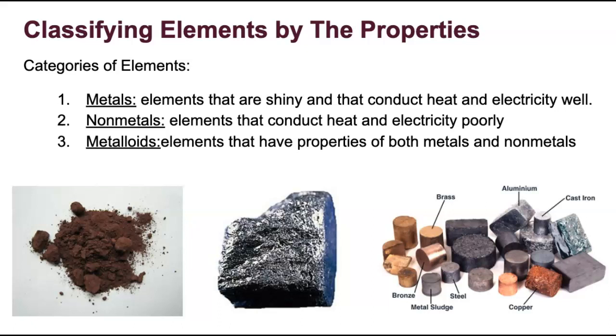Nonmetals are elements that conduct heat and electricity poorly. So they are like the anti-metals. They have strengths where the metals have weaknesses and weaknesses where the metals have strength. Nonmetals are great insulators, which sometimes is a characteristic property that we want to be able to take advantage of. Metalloids sort of fall in the middle. They're not too hot, not too cold. Metalloids are elements that have properties of both metals and nonmetals at different times.